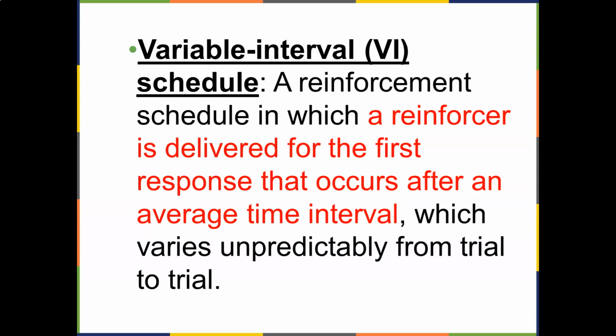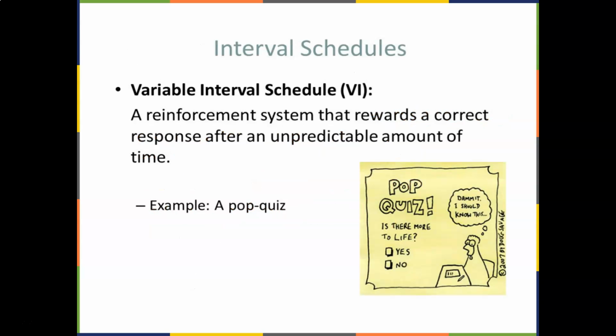Now, on the other hand, a variable interval is something that occurs after an average time interval. So an example here, a variable interval schedule can be something like a pop quiz. It doesn't show up on a regular basis. It just shows up at an unpredictable interval. So that's what's known as variable interval, because it's not predictable.